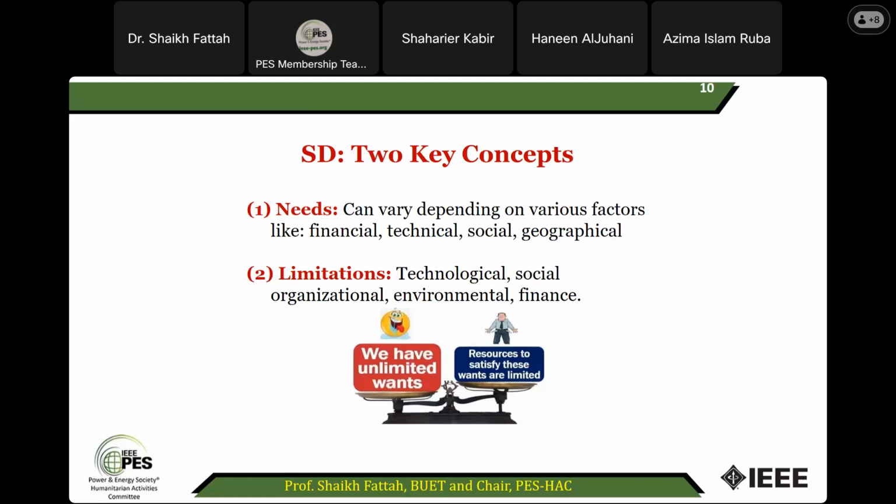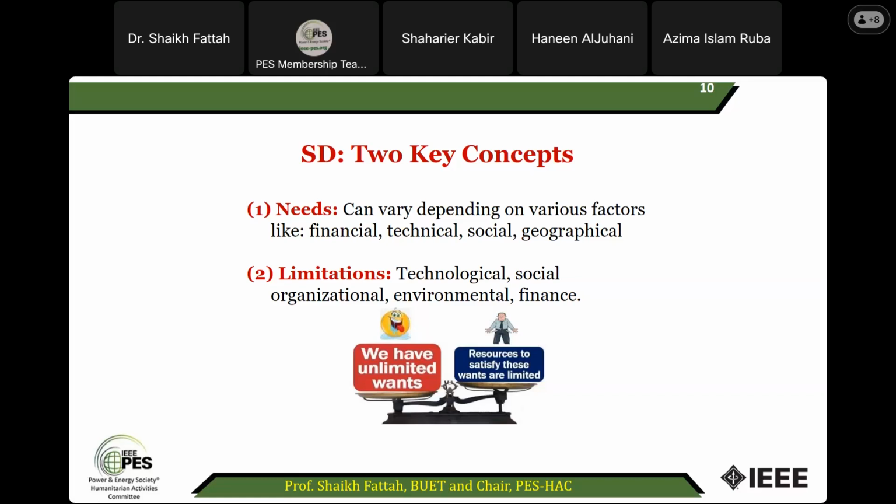And the important thing is that when you have a clear picture of the needs, then when you are providing the solution, it will have more acceptability and it will be more sustainable. So that's why the first step, we have to clearly identify the needs.